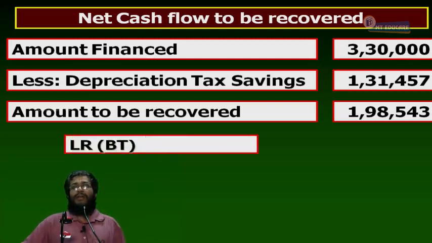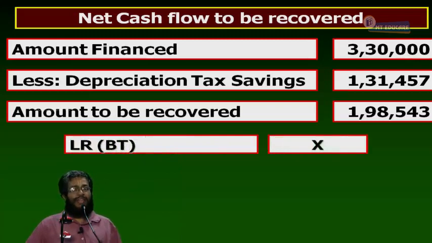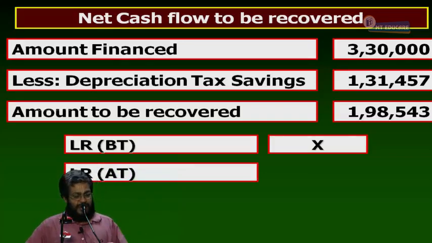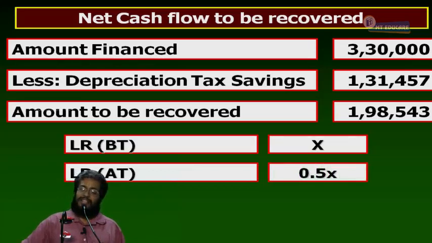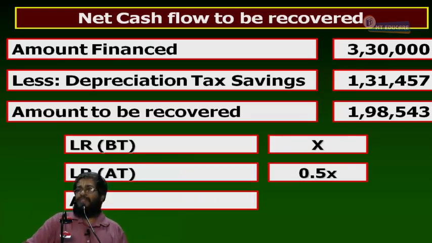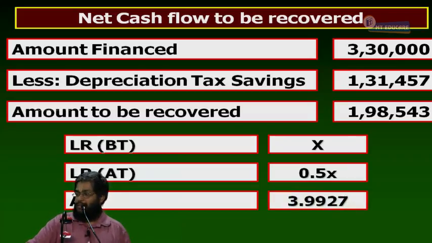Now, lease rental before tax is equal to X. Can I enjoy X rupees? No. Lease rental after tax is equal to 0.5X. Is this 0.5X a single inflow or an annuity inflow? Annuity inflow. For how many years? 5 years. Write down the annuity factor at 8%, 5 years. I want a number. What is the number?